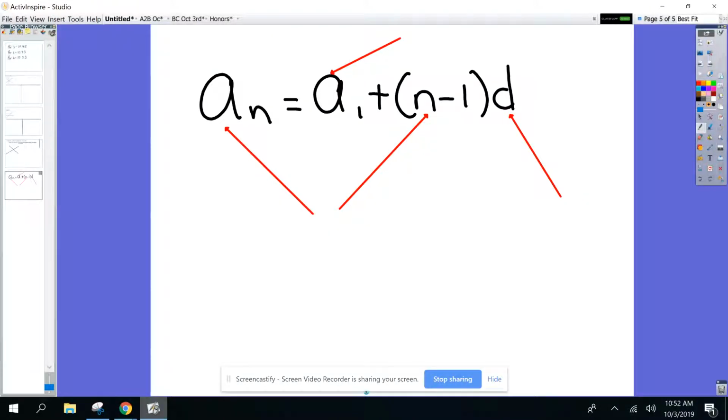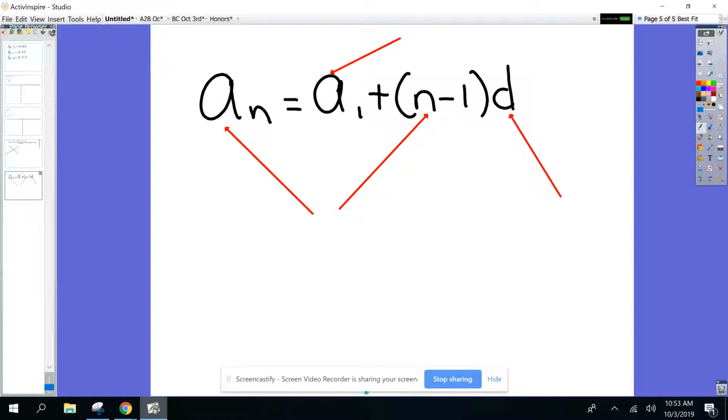Okay, before we start getting in the groups for the group assignment, let's go over this formula I gave you yesterday. Where's this formula found? On the reference sheet. It does not need to be memorized. It is only reserved for what type of sequence? Arithmetic. How do I know a sequence is arithmetic?